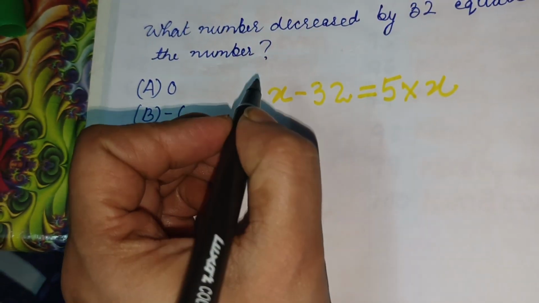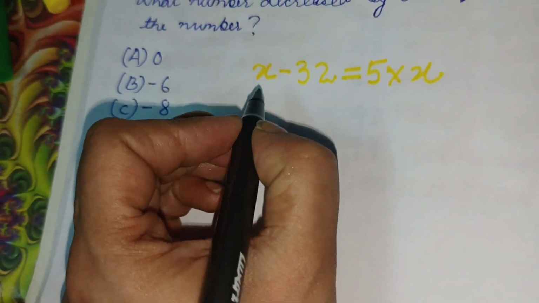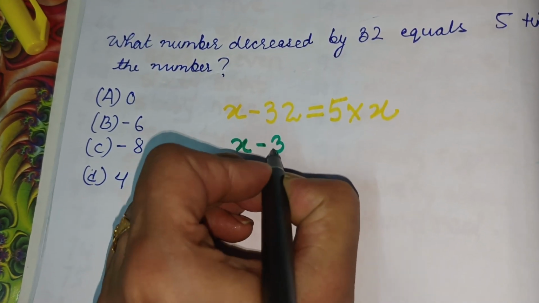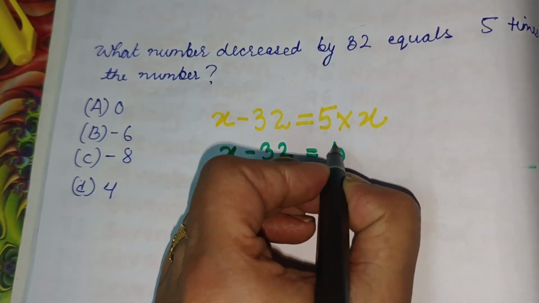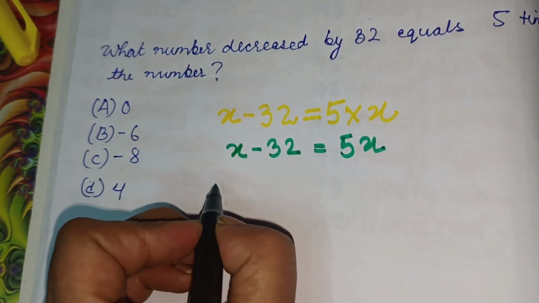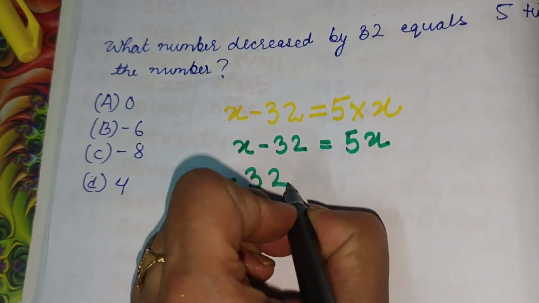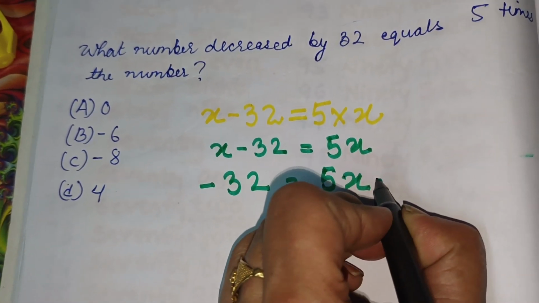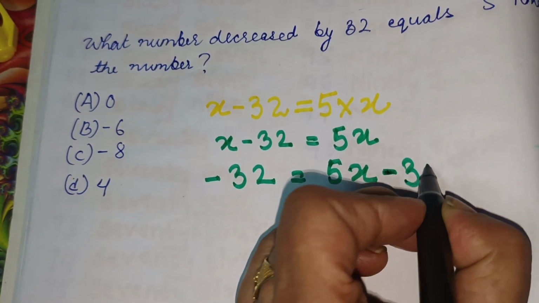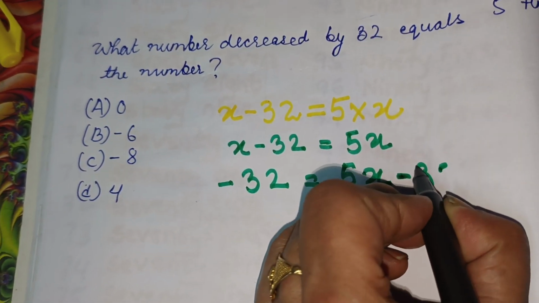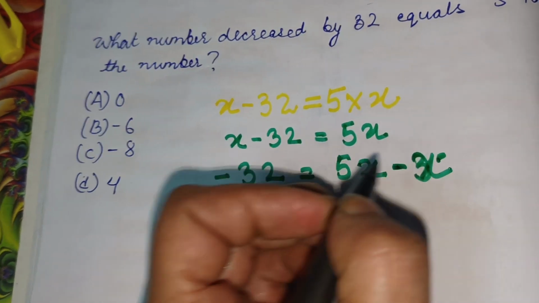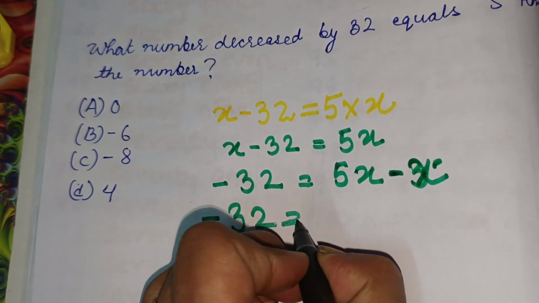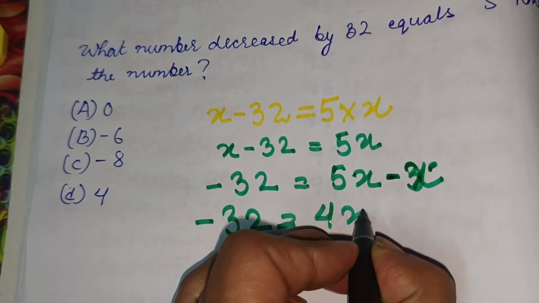See, this is the equation that we get. Now how will we solve it? See, we'll do like this: x minus 32 is equal to 5 into x. Okay, now we are left with minus 32 and we are taking this 5x and minus x. Okay, now minus 32 is equal to 4x.